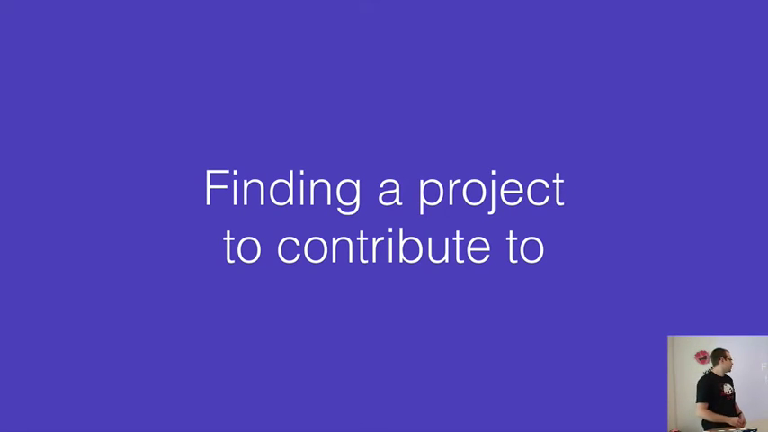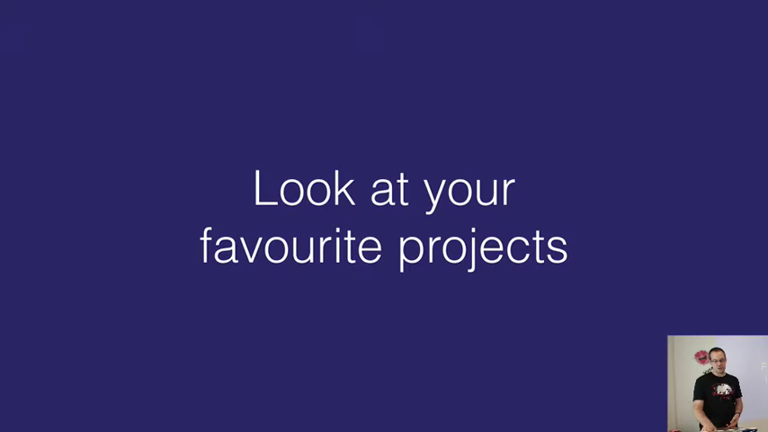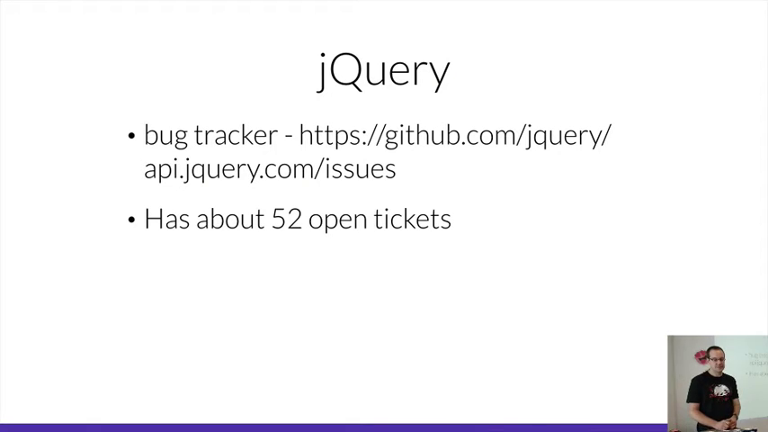Finding a project to contribute to. You know how to contribute, but how do you actually find a project? The first thing I typically do is look at my favorite projects. If you look at jQuery, the bug tracker is hosted on GitHub, and they have about 52 open tickets at the moment. That's not too many, but they vary in difficulty in how they're fixed.